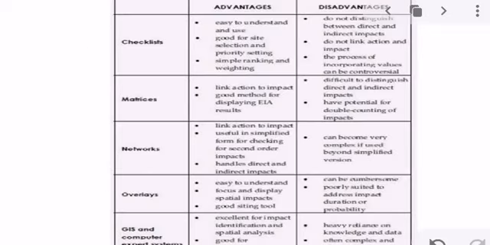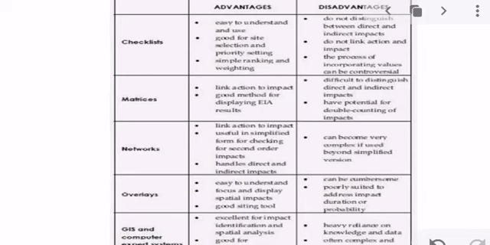And now let us check the advantages of these methods. Checklist: it is easy to understand and use, and good for site selection and priority setting. The matrix is all about linking action to impact. Networks are useful, in simplified form, for checking for second-order impacts. Overlay focuses on and displays spatial impacts. And GIS and computer expert systems are good for experimenting.